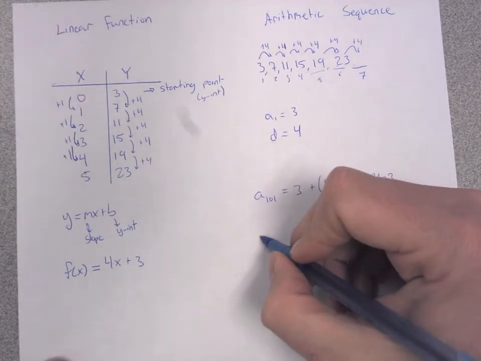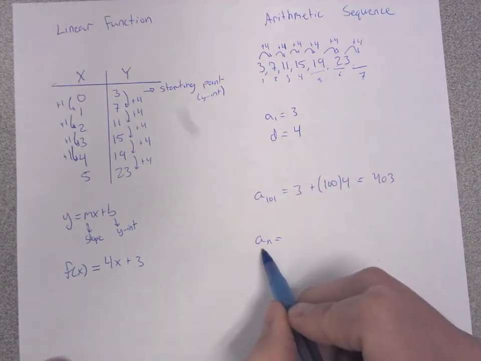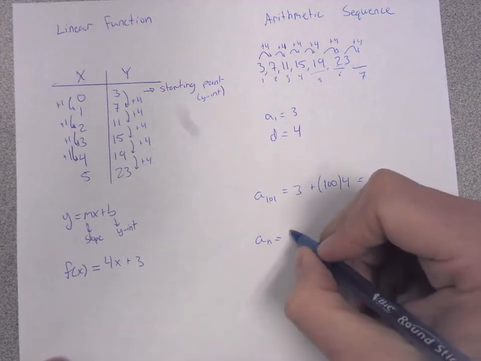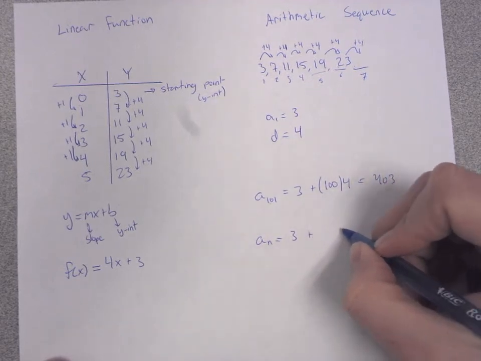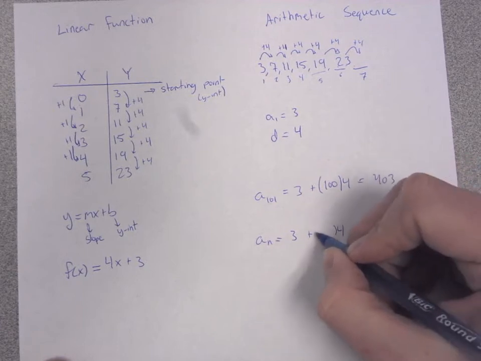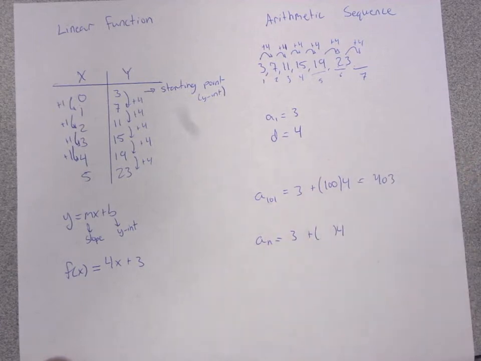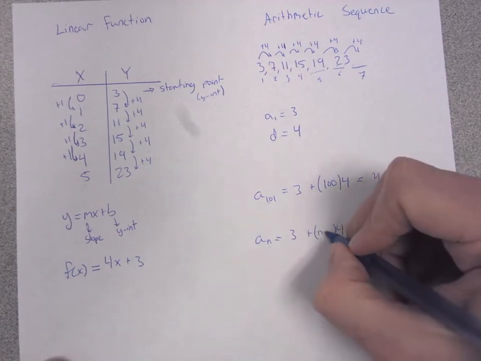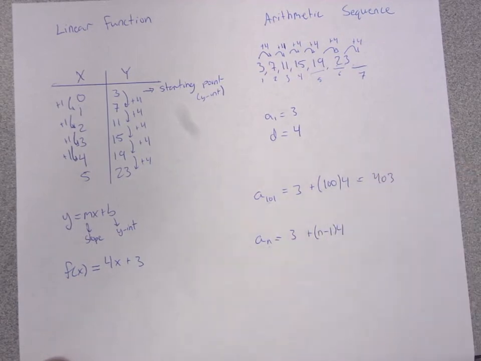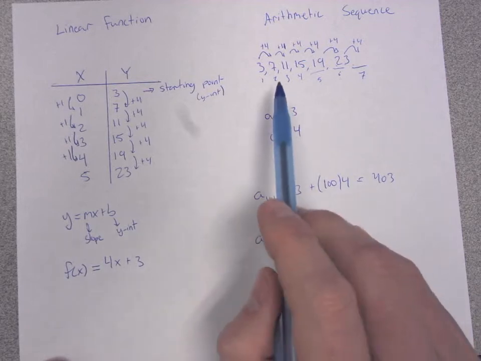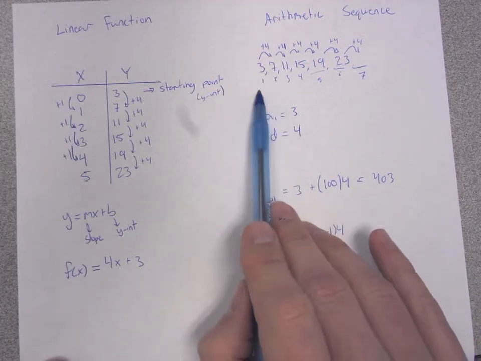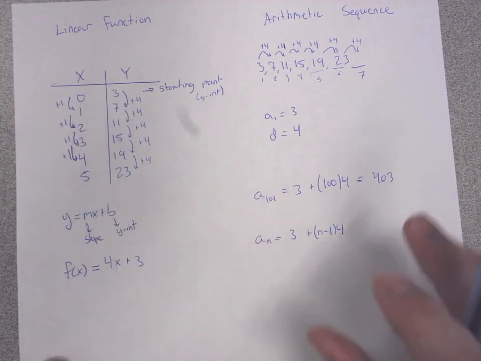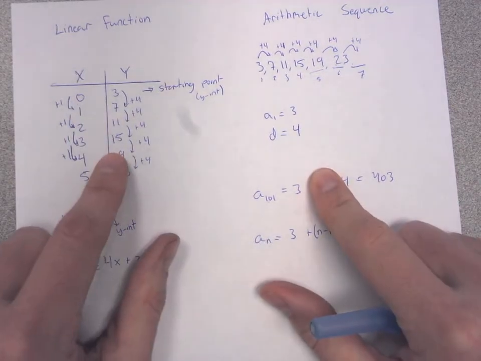But the pattern is this. If I want any term, an stands for any term in the sequence, kind of like f of x. I have to start with 3, and then I have to add 4 a bunch of times. But how many times I have to add it is 1 less than the term number I'm after. And so we represent that with an n minus 1. It all comes back to the fact that here in a sequence we start with 1, whereas here we start with a 0.